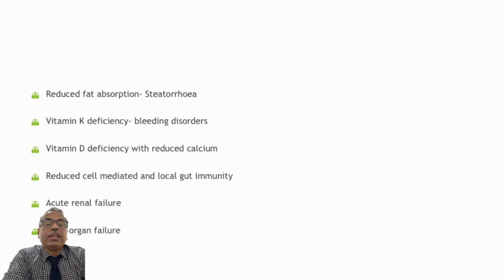A, D, E, and K. These are the vitamins which we normally require for so many things, and all these are fat soluble vitamins. So if there is reduced fat absorption, there is a deficiency of vitamin K, and of vitamin K dependent coagulation factors, factors 2, 7, 9, and 10, which would lead to coagulopathies and different bleeding disorders, which we again see in these patients of obstructive jaundice.